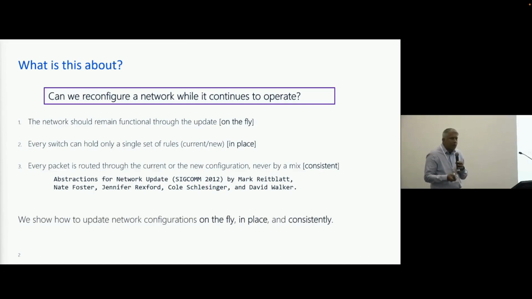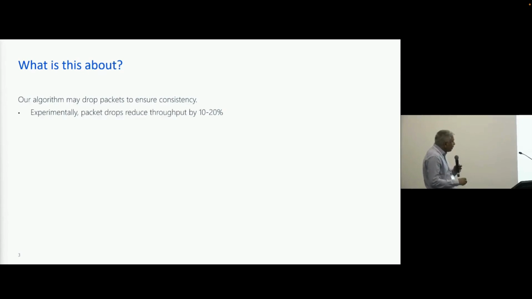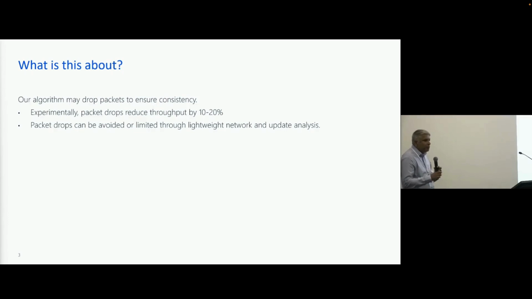So we give an algorithm that updates configurations with all 3 properties at once. But, and there is a but, our algorithm may drop packets, and it does so only when forwarding or processing the packet would cause it to lose this consistency property. Experimentally, we found that packet drops reduce throughput by 10 to 20%. That's a big number, but it's less worse than what we had thought.